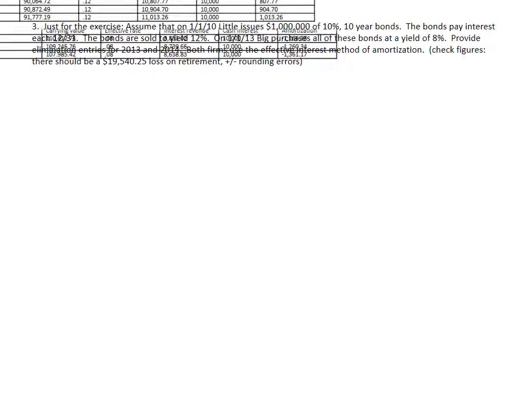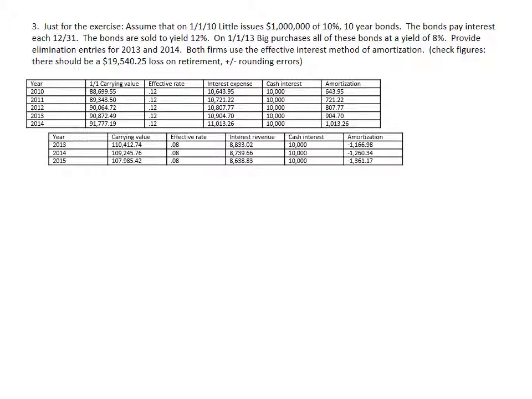Okay, just to refresh, we're going to need this data, so I've copied the amortization tables. The upper one is for the bond issuer, the lower one is for the bond buyer.